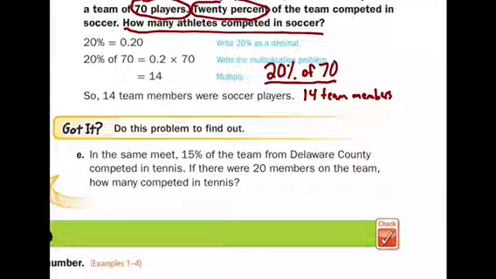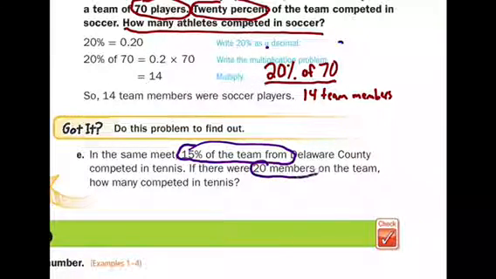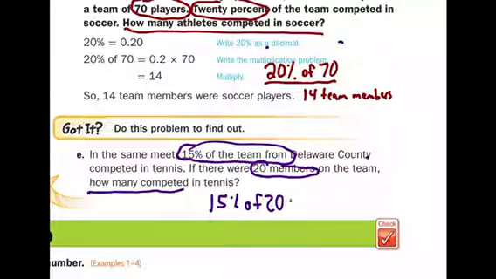Okay, so let's see how you did. Are you ready? So we know when we read this one that there's 15% of the team from Delaware County competed in tennis, and there's 20 members on that team. So that means 15% of the 20 team members competed in tennis. Now the question says, how many competed in tennis? Well, you just have to type in 15% times 20. So if you do that, you will get the answer of 3 team members. I'll just write members.